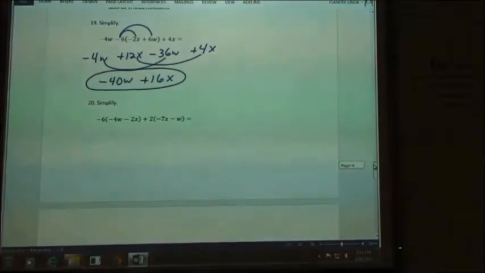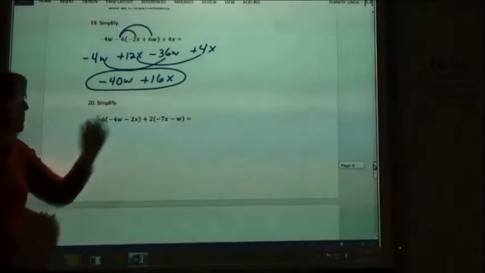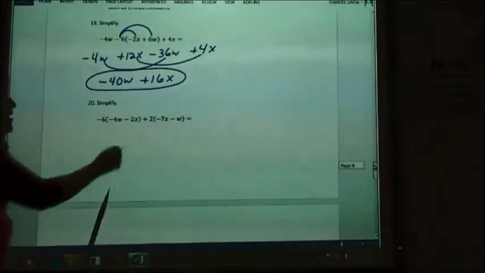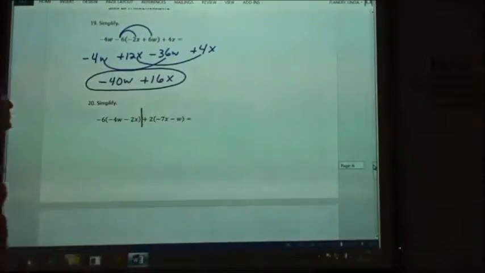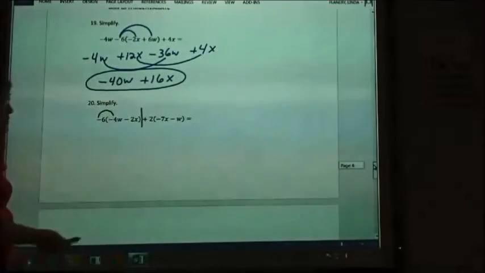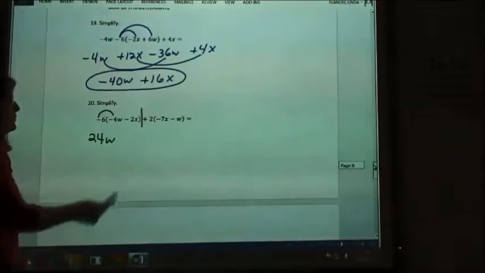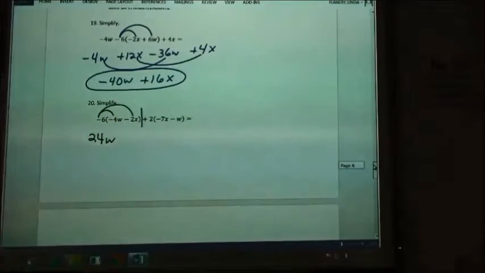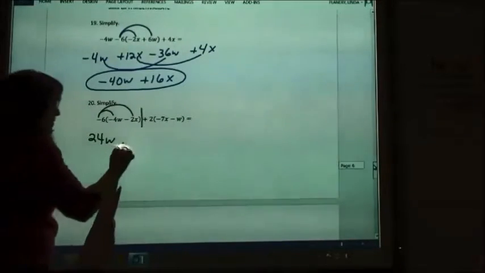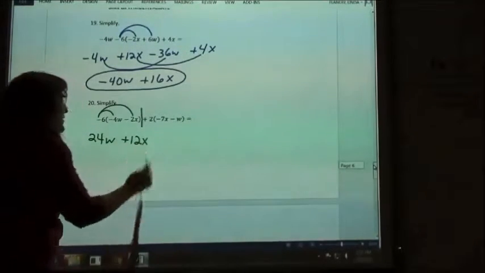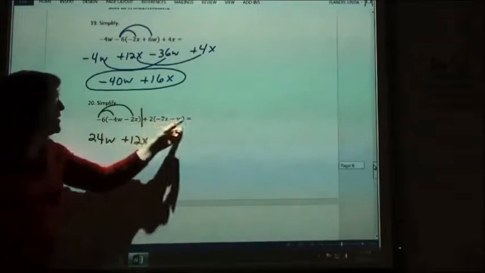Number 20, same kind of thing, but this time I have two sets of parentheses. Again, I've got to multiply. Here I'm multiplying just up to the end of that parenthesis. So negative 6 times negative 4 gives me positive 24w. Negative 6 times a negative 2x, negative times a negative is a positive 12x. Then I'm going to do my second multiplication.